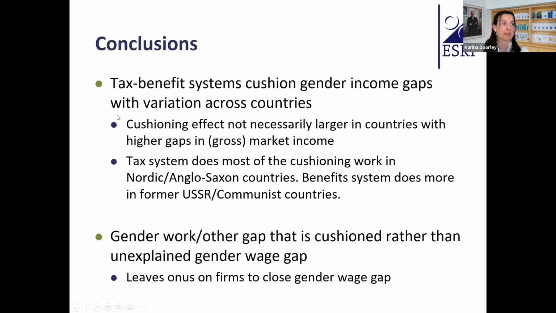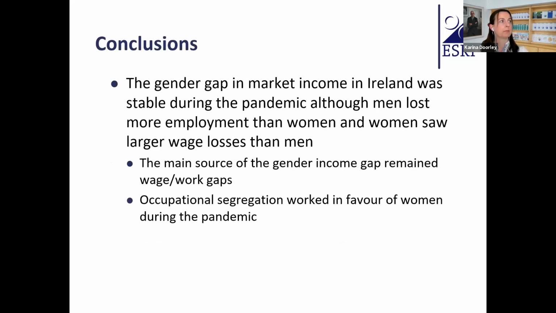And I showed you that the cushioning effect is not necessarily larger in countries with higher gaps in market income either. So in the Nordic and the Anglo-Saxon countries, it's the tax system doing most of the cushioning work, whereas in the former USSR and the communist countries, the benefit system does more. And we saw that it's the gender work or the other gap that is cushioned rather than the unexplained gender wage gap in the UK and Ireland at least, which were the two countries we could use for this analysis. And I suppose that's reassuring in a way because it leaves the onus on firms to close the gender wage gap themselves rather than creating some sort of perverse incentive to continue paying women less than men.